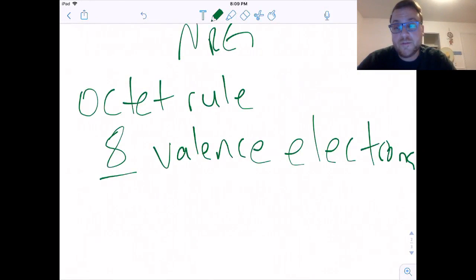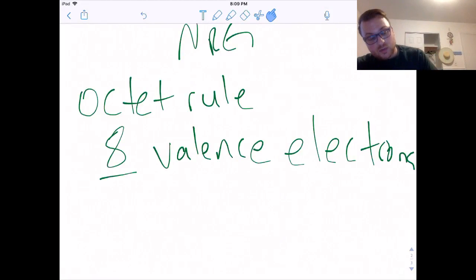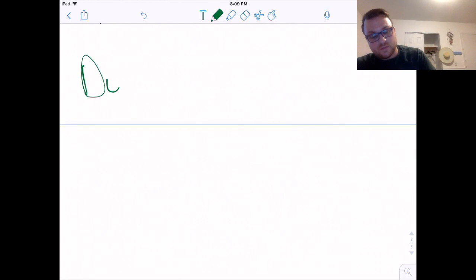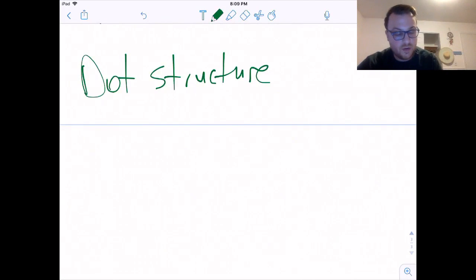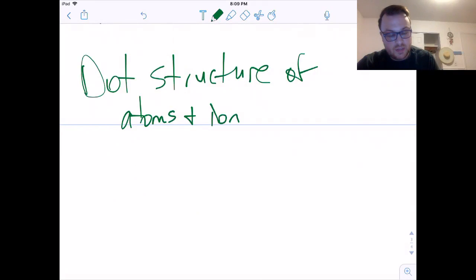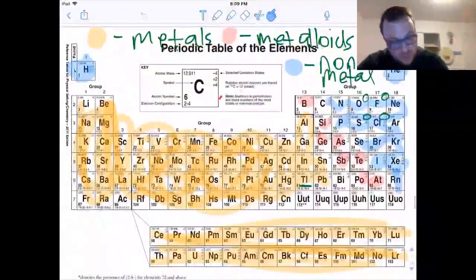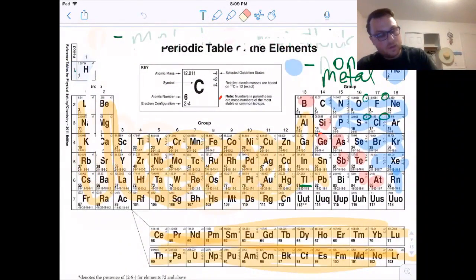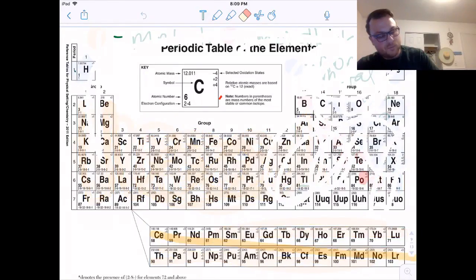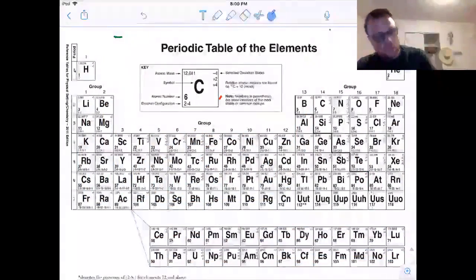The first thing I'm going to do before we get into bonding is start with dot structures of basic atoms and ions, because I know the Regents likes to ask you to draw ions. So if you go to the periodic table, pick any element, it doesn't matter. We can do oxygen. Why not? Oxygen seems like fun. So let's zoom in on oxygen here.